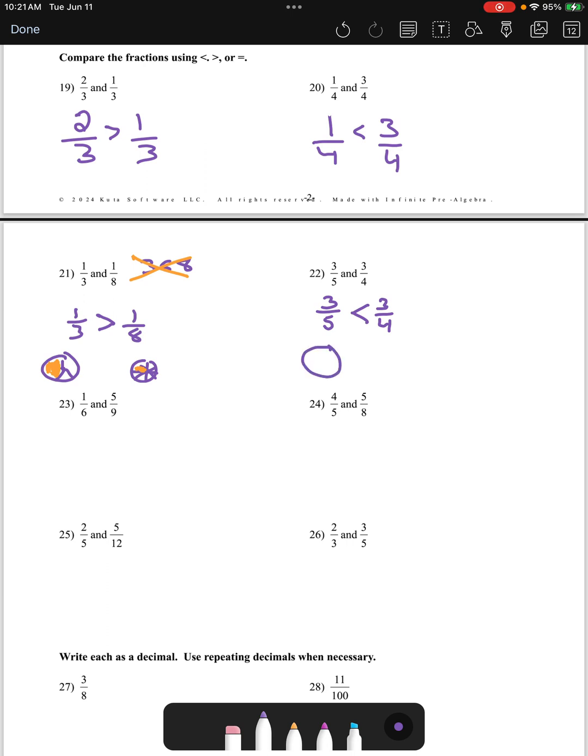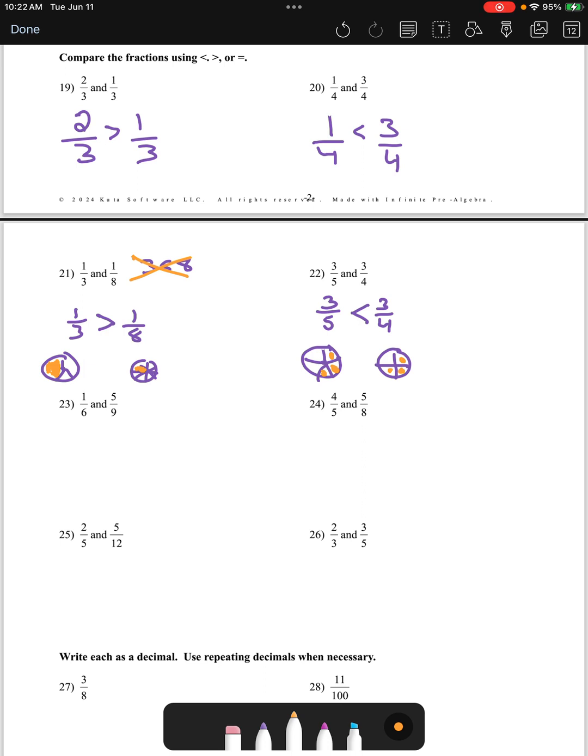So 3/4 is the bigger number, which means 3/5 is less than 3/4. And again, you can visualize that if you need to. You got a pie cut into 5 and a pie cut into 4. You get 1, 2, 3 wedges of this guy, and you get 1, 2, 3 wedges of that guy. You're getting more with 3/4.